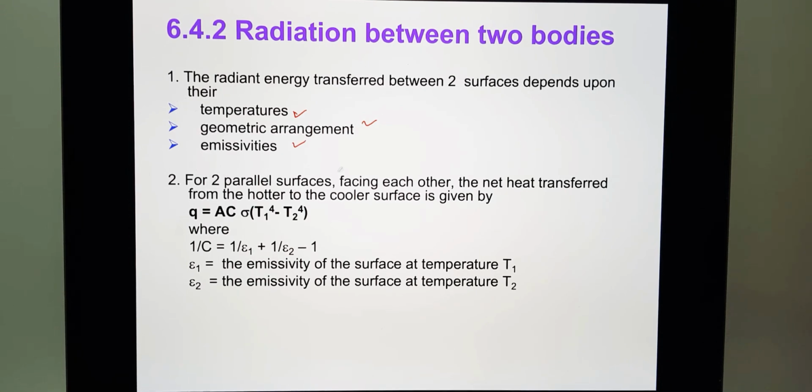For two parallel surfaces that face each other, the net heat transferred from the hotter to the cooler surface is given by the equation Q equals A C sigma times (T1 to the power 4 minus T2 to the power 4), where 1 over C equals 1 over epsilon 1 plus 1 over epsilon 2 minus 1. Epsilon 1 is the emissivity of the surface at temperature T1, and epsilon 2 is the emissivity of the surface at temperature T2.